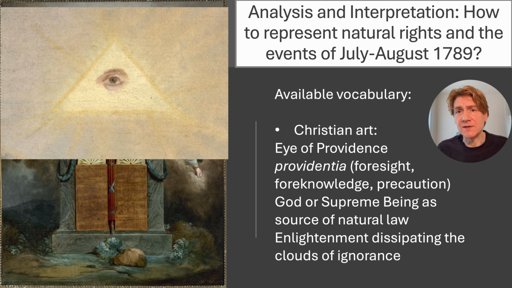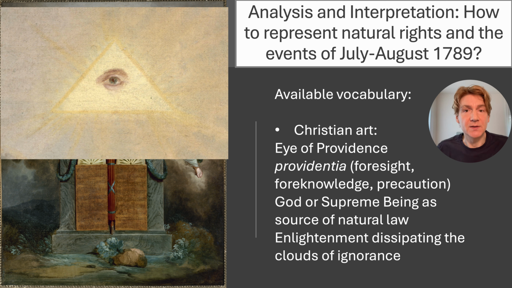The eye inside a beaming triangle is a trope used in Christian art, which can be found in many churches and religious paintings. It represents the eye of providence, providence coming from the Latin word providentia, meaning foresight or foreknowledge or precaution. It represents the all-knowing being, or supreme being in the revolutionary vocabulary used in the text of the Declaration, that is God.